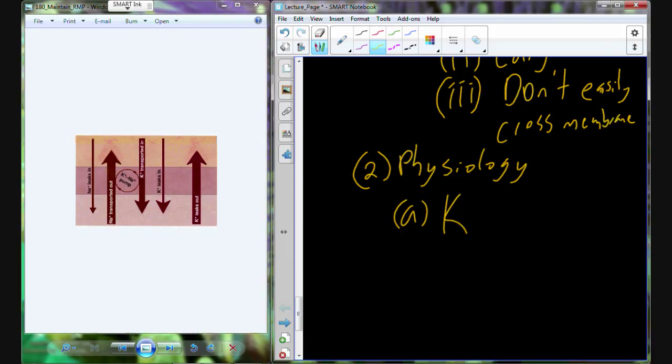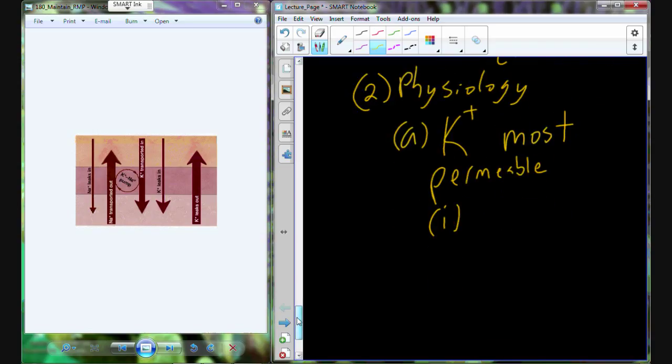So in terms of potassium, where's potassium the highest? Inside the cell. Potassium is the most permeable. And the most permeable means that in relative terms, it crosses the membrane pretty easily. Now, even though it crosses the membrane pretty easily, and this is directly through the membrane, not through a channel, it's not near as much current across the membrane as what we would have if a potassium channel opened up, but it's still perceptible.